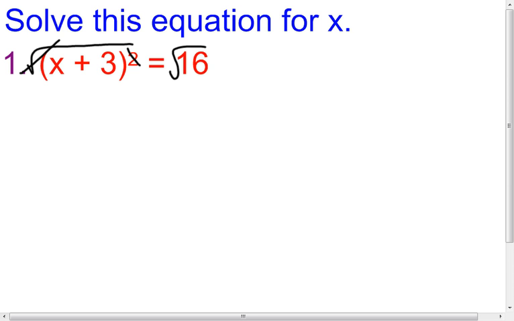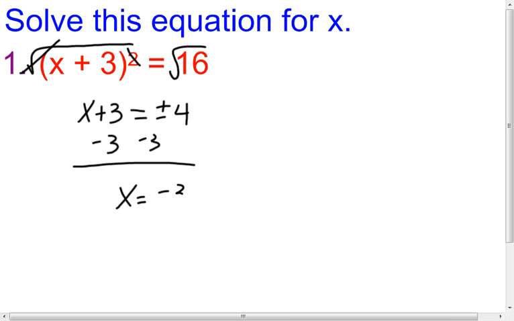But remember that if it starts with something that's squared and then you take the square root, you need a plus or minus in front of it. So the square root of 16 would be plus or minus 4. And then of course I will subtract 3 from both sides, and I will get x equals negative 3 plus or minus 4. Okay? And what that really means is you're going to have two equations.